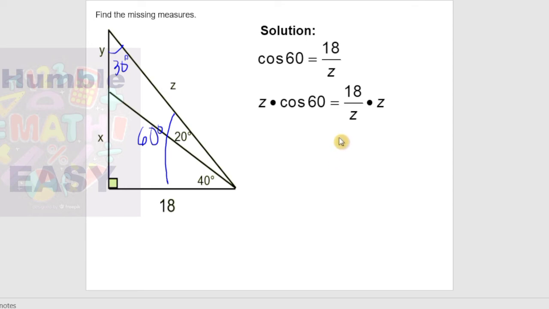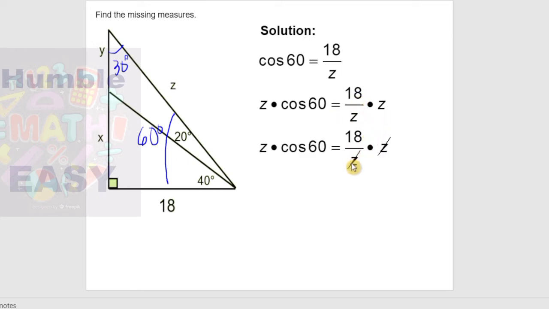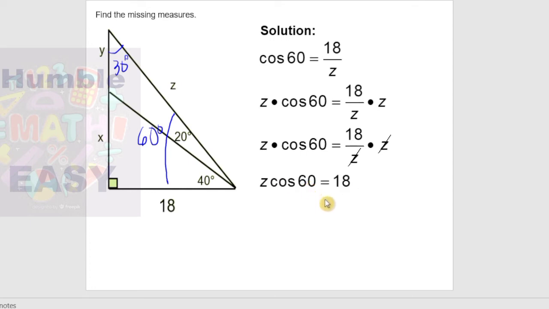So multiplying both sides by z. So we could now have z times cosine 60 is equal to 18 over z times z. So we are going to cancel the z on the right side because it is equivalent to 1. So we could say further that z times cosine 60 is equal to 18.